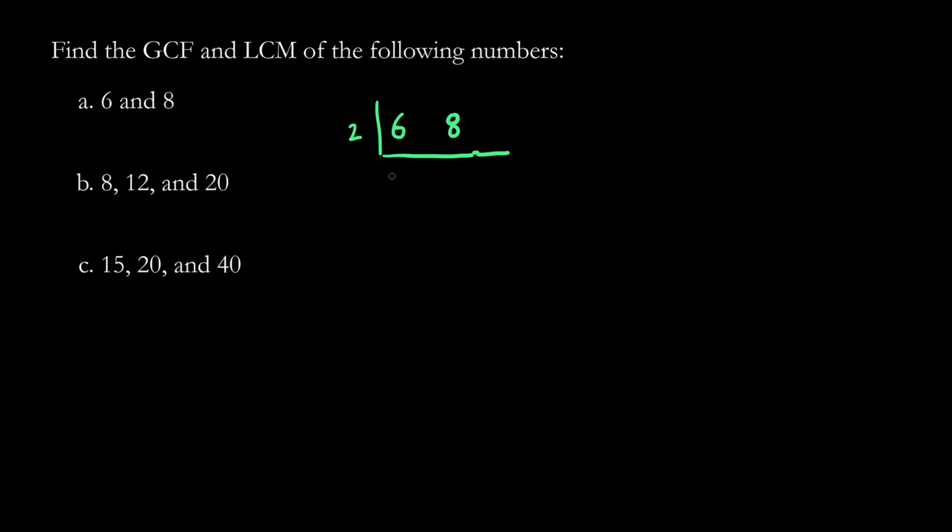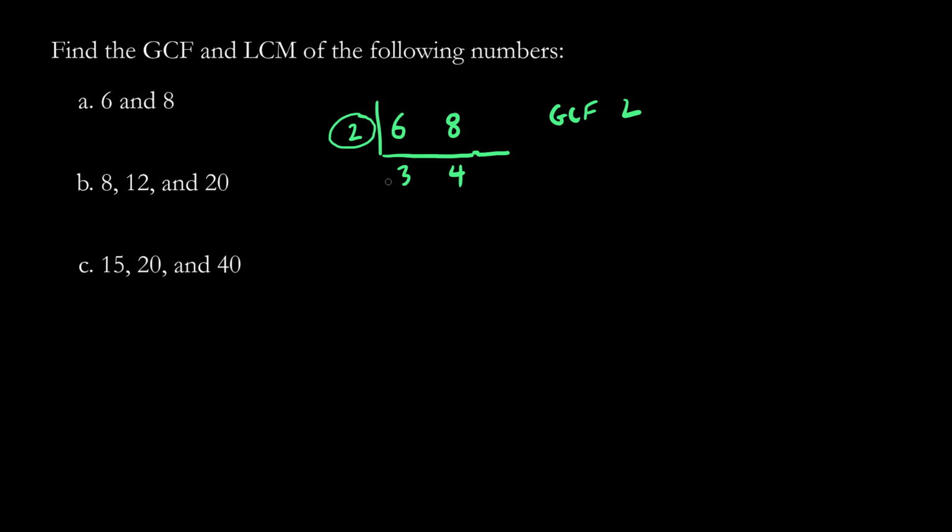2 times what is 6? We'll say 3. 2 times what is 8? We'll say 4. So can we think of any other factor that fits into 3 and 4? No. So we're done. We found the GCF, which is on the left here. So we'll say the GCF is 2.